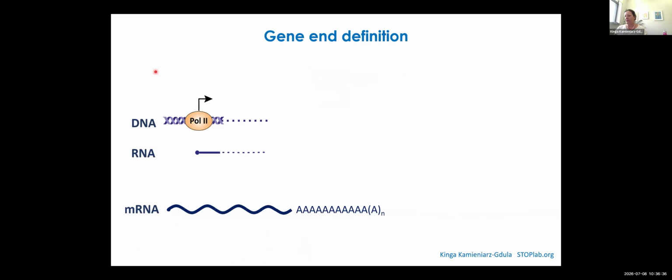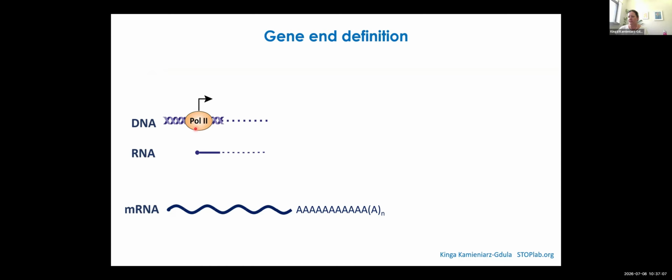So we are really interested in gene architecture, and the beginning of the gene is really neat and clean, also in terms of its definition, because we basically define the beginning of the gene by the position in which the enzyme RNA polymerase II, which transcribes all human protein coding genes as well as many non-coding genes.